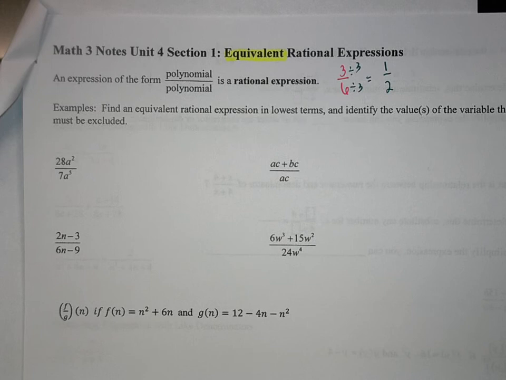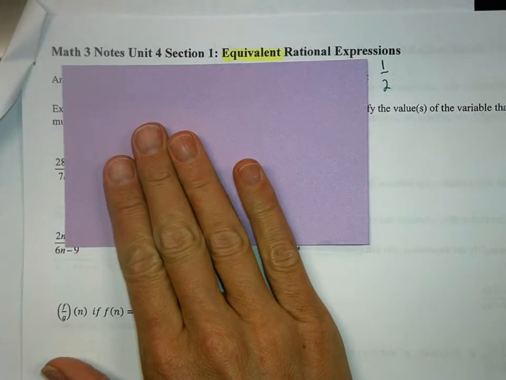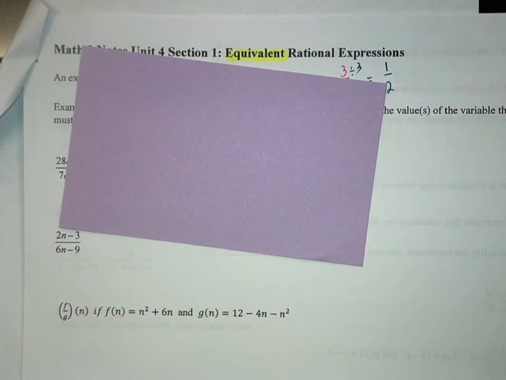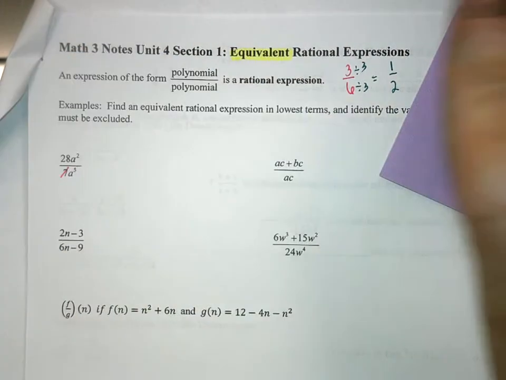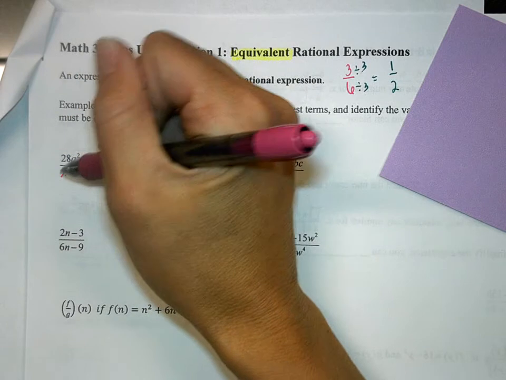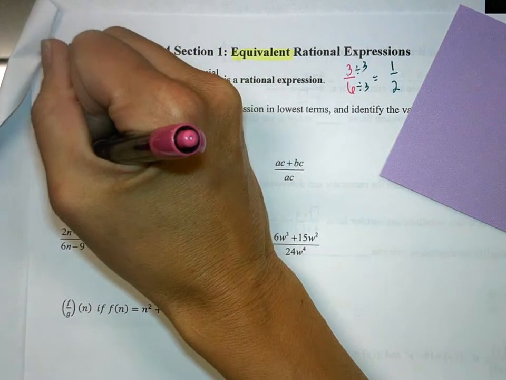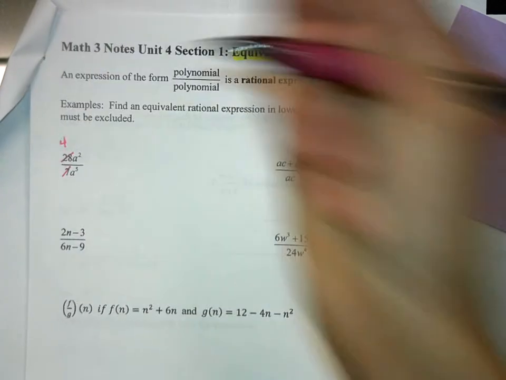Okay, now, I like to look at them as separate terms. So 28 and 7, can those be reduced? Yes. What can go into both of them? 7. So when we divide 7 by 7, we could make that a 1 if you want to, or you don't have to write it. And 28 divided by 7 is 4.